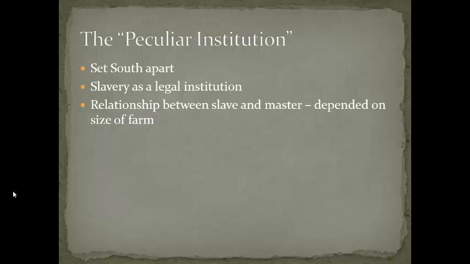And when you work day in and day out with someone, your relationship with that person, even if you are still master and slave, is going to change quite a bit than if you own 400 slaves and you don't have any actual contact with the slaves, and you have people, foremen, overseers in between you and the slaves. So I do want you to know that the relationship between slaves and their masters really does depend quite a bit on the size of the farm in question.